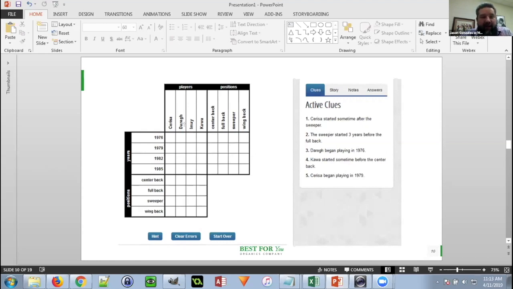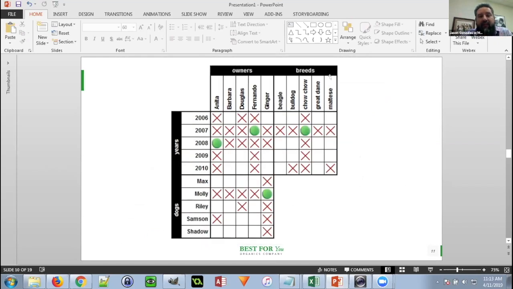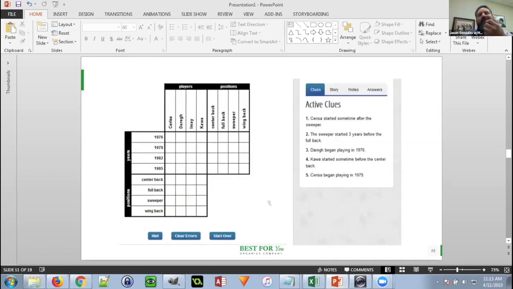So then I can come down here and just put an X in that box. So now I know Sarissa's not the sweeper, but I don't know what other position she's playing. And then again, once I do all these clues, I might have to go back and keep working through it until I finally have a grid that looks similar to this, where I have X's, and that leaves one option left and I'm able to solve the puzzle. So something like this has taken our kids about 10-15 minutes to solve.